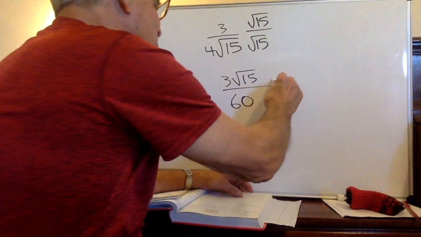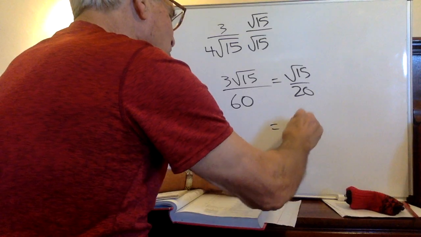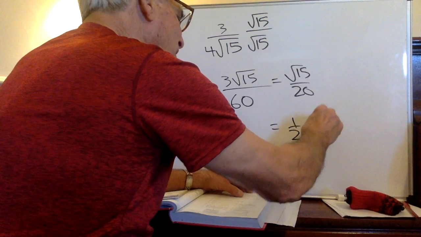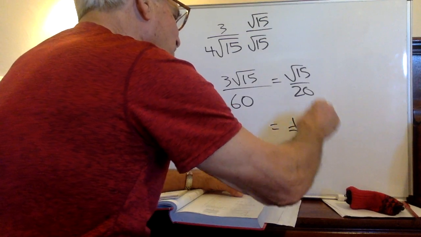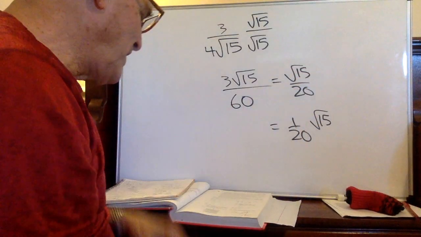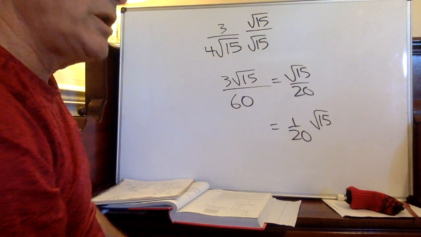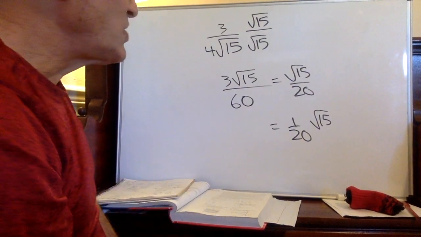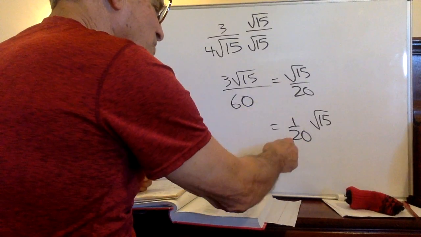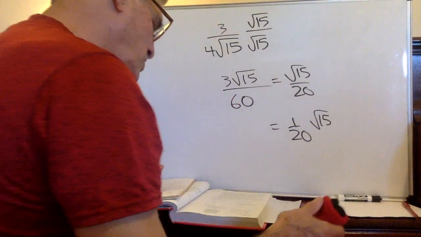And this can be reduced to radical 15 over 20. And if you wish, write it this way, 1/20th times radical 15. These are equivalent. Either way is perfectly fine. Root 15 over 20, or 1/20th times the square root of 15. I hope you understand these are the same. Rationalizing the denominator.